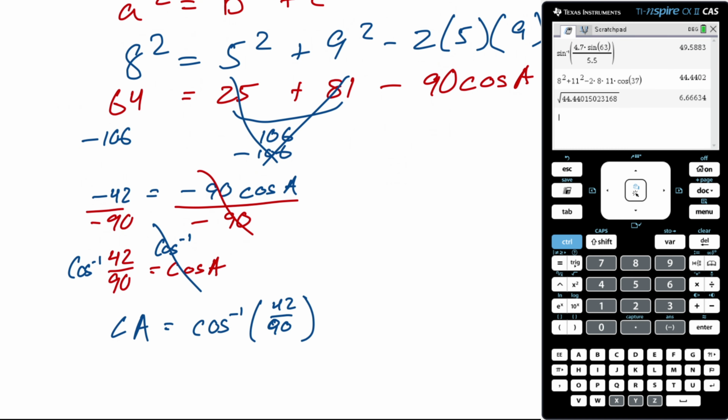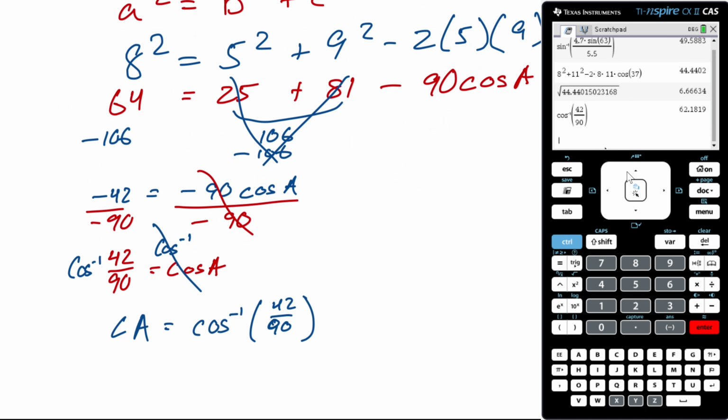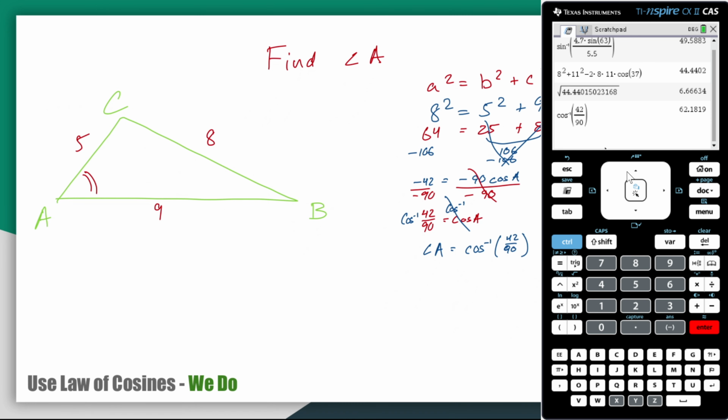So I'm going to bring that calculator back, okay? We're going to use the inverse cosine of 42 divided by 90, and we get 62. So the angle A is equal to, we're going to round this to the hundredths here. We get 62.18 degrees, okay? So that was this angle.